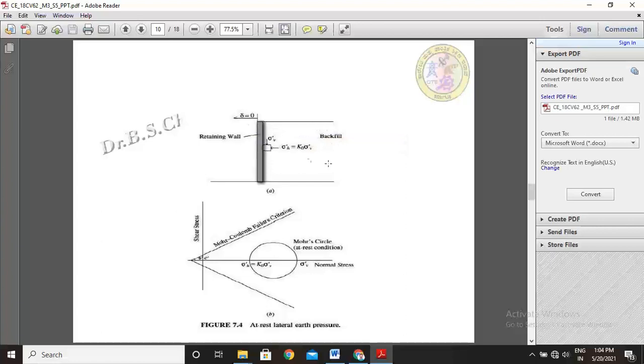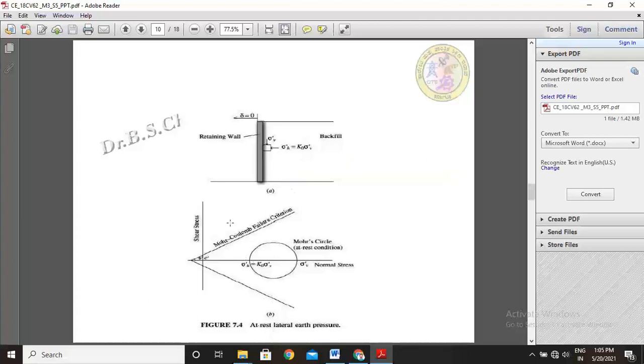And this side is backfill, and the friction angle is 0. Here we consider a soil element, with effective stress along the x direction as well as vertical stress along the y direction. Here sigma h dash equals K naught times sigma v dash, meaning sigma h by sigma v is K naught, that is, earth pressure at rest. So this horizontal pressure in the x direction is equal to K naught times sigma dash v.